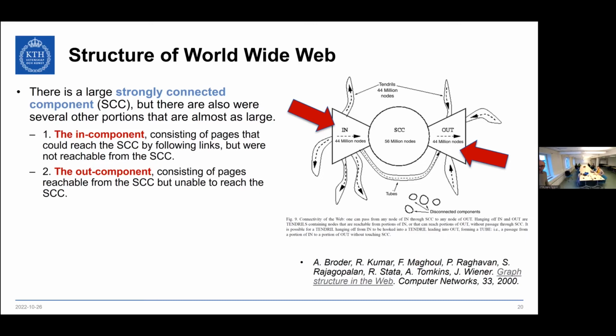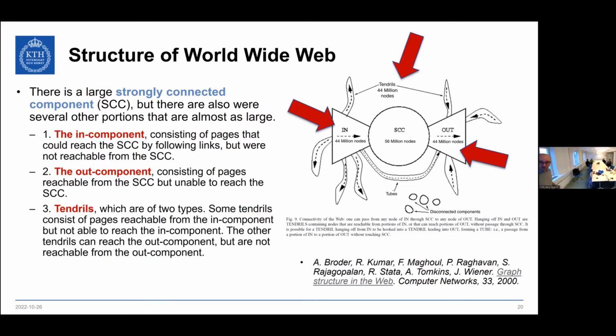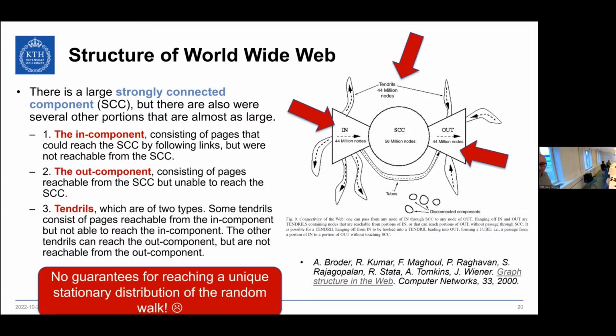And then there are these weird things like tendrils, which go from the in component to the out component or from the out component to the in. There are some tubes, and they're also significant, also around 44 million. I have no idea why there are such similar numbers there, but they don't have to be. There's nothing fundamental there. So what it means is that if you just do this initial PageRank formula, you would not converge. Most likely you would leak out here and everything will be 0. So we had to do something.